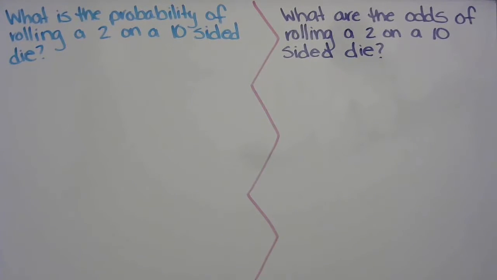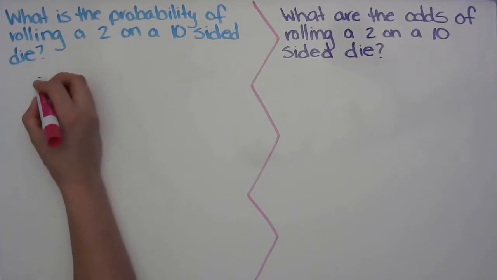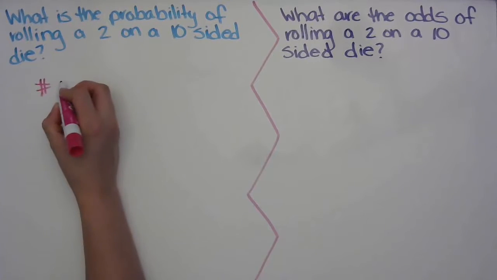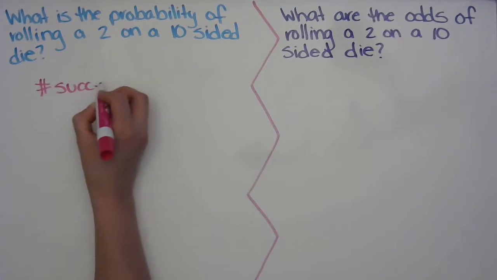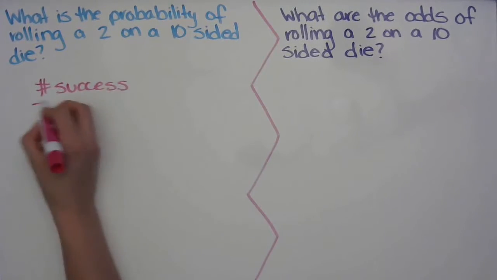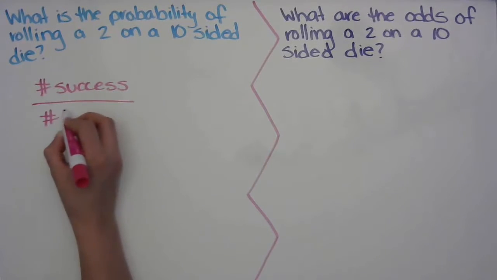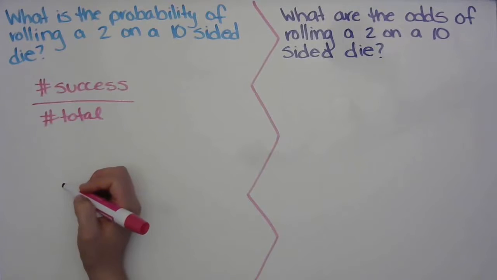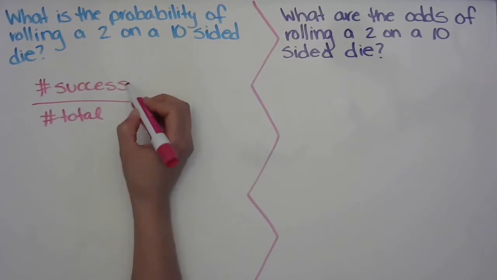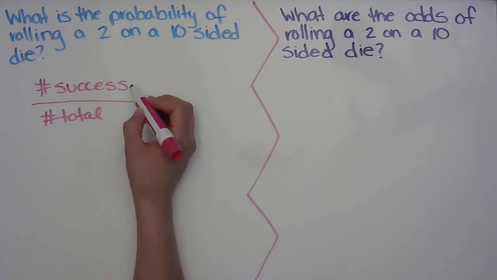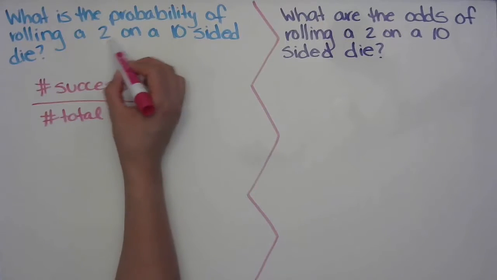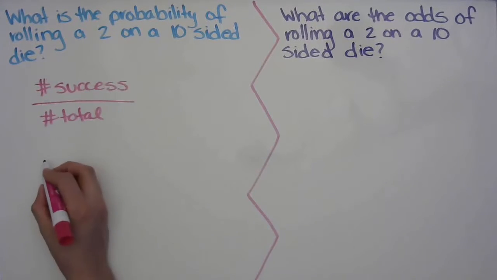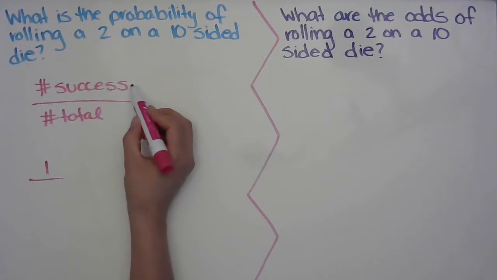on a 10-sided die. So our formula for this is the number of possible successful outcomes over the number of total possible outcomes. Okay, so how many successful outcomes do we have on this? We only have one. We're only looking for one number, and that's the number 2. So that's how many successful outcomes we could have out of this whole scenario.